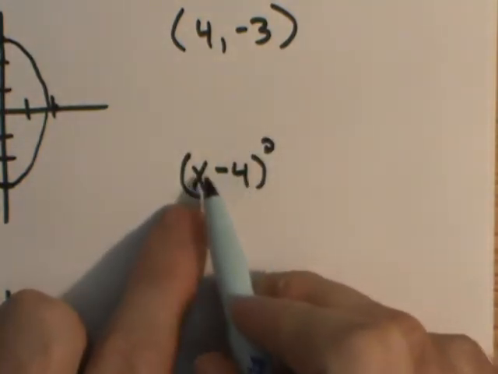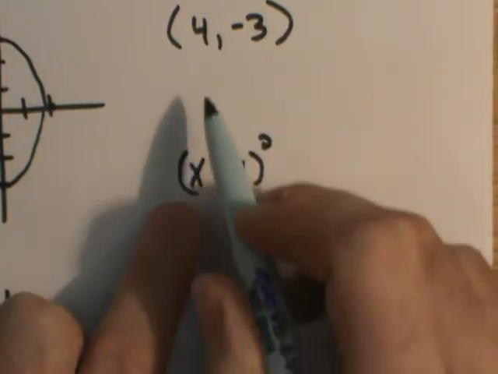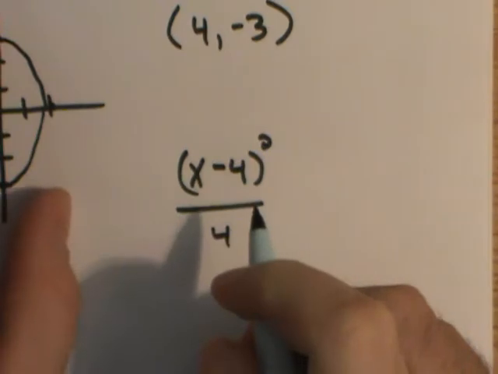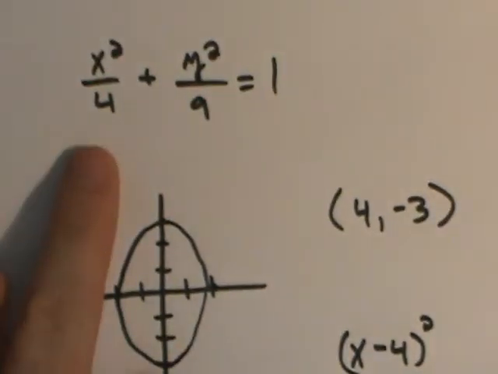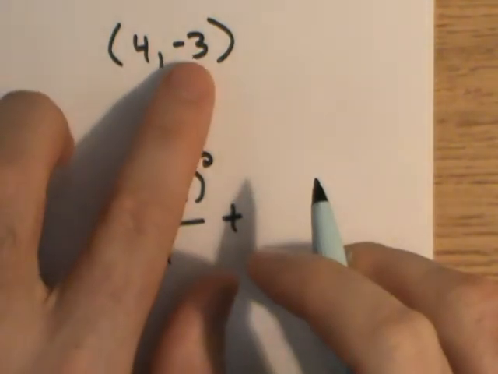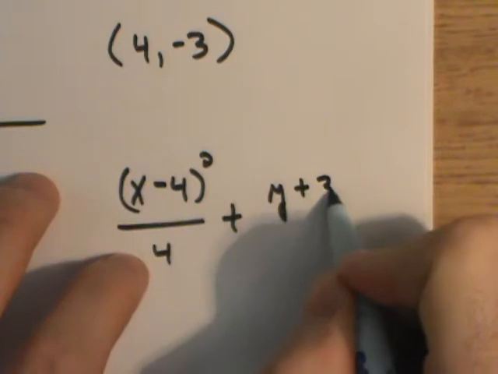The minus, because we look at this as our solution. What makes this 0 when x is 4? And that matches because that's the next value. Over 4, that was our original denominator in this equation here. Plus, now I'm going to do the same thing with the y. I need to be at negative 3, so I'm going to say y plus 3.